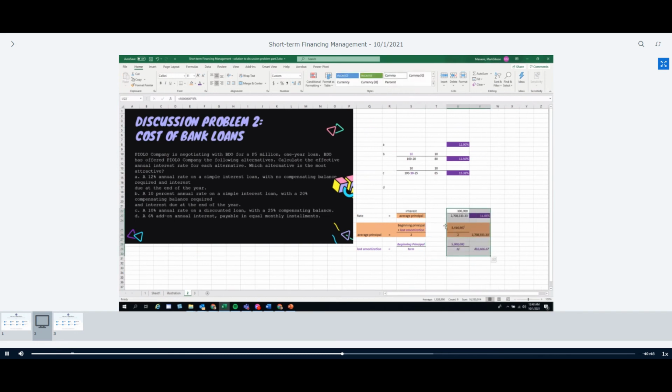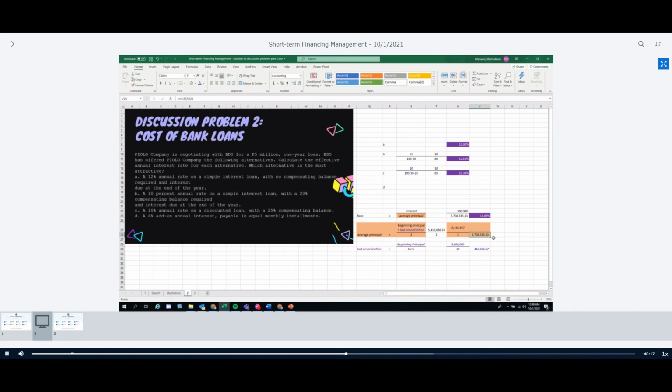That's 5 million plus the last amortization. So that's 5,416,667.67 divided by 2, no? So to get the average principal. So that's 2,708,333.33. So that's the average principal.